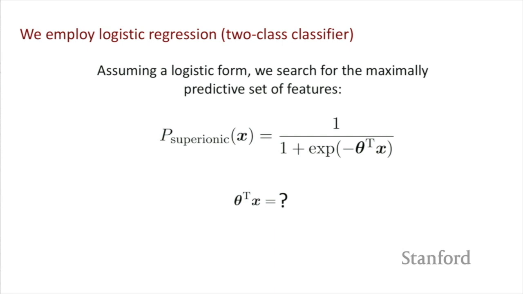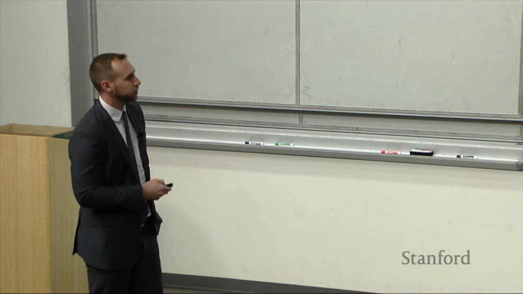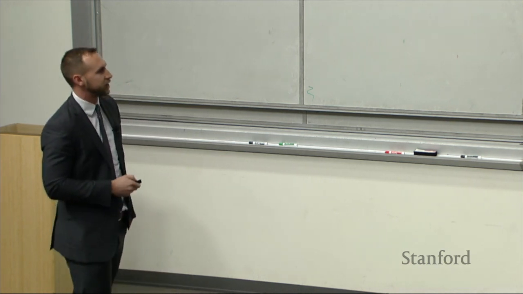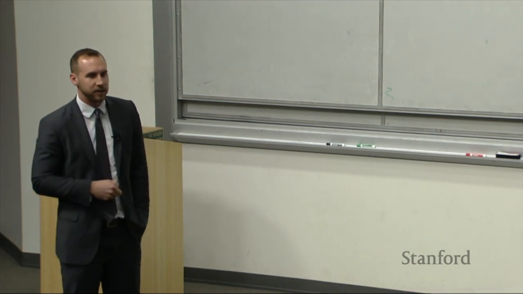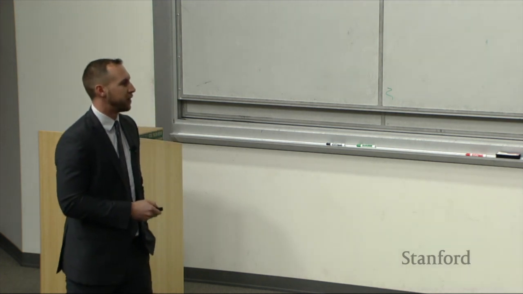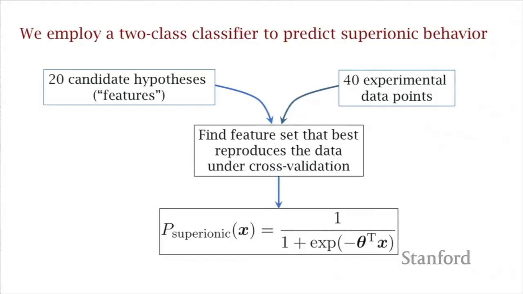So we assumed this logistic form for logistic regression. And it has, down here in the denominator, this theta transpose x. This is a combination of features. Those are the x's, and the thetas are the regression coefficients. And so the question is, which of those 20 features, which combination of those 20, will give us the best predictive model for that data that we're training it on? And so the flow chart kind of looks like this. We take the 20 candidate hypotheses and the 40 data points, and then we want to find the best feature set. We want to fit it to the data, and then that gives us this model, which says essentially, with the data you've given me, this is the best way to explain ionic conductivity.